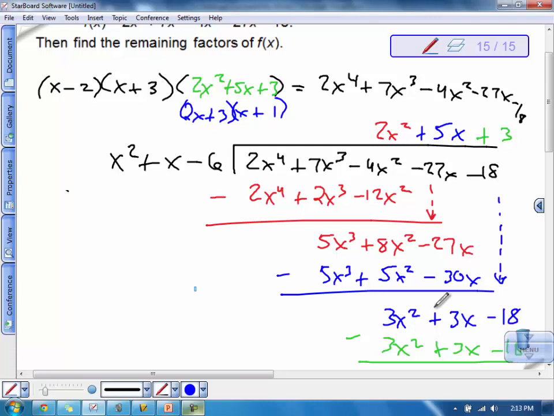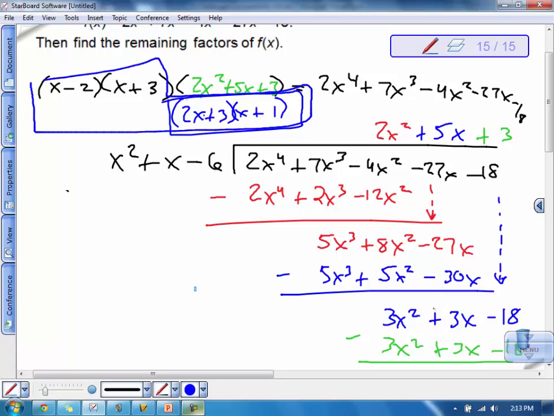So basically, the final answer for the remaining factors would be these two, 2x plus 3 and x plus 1. Okay? So this fourth degree polynomial factors completely into this right here. x minus 2 times x plus 3 times 2x plus 3 times x plus 1.